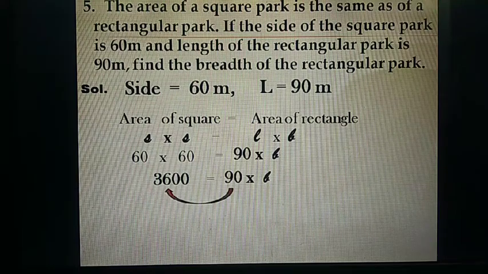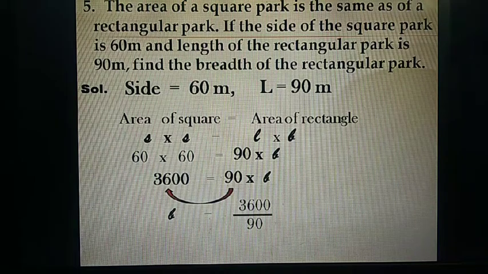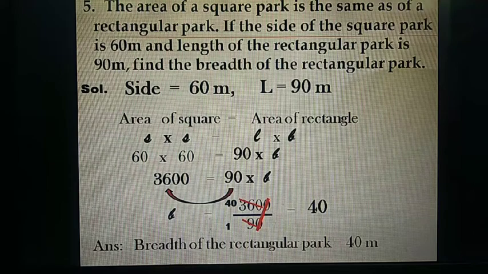Shift this 90 to the other side to get the value of breadth, which is 3600 upon 90. Cancelling zeros. Then 9 ones are 9, 9 fours are 36. Breadth here is 40. You can write the final answer as breadth of a rectangular park is 40 meter.